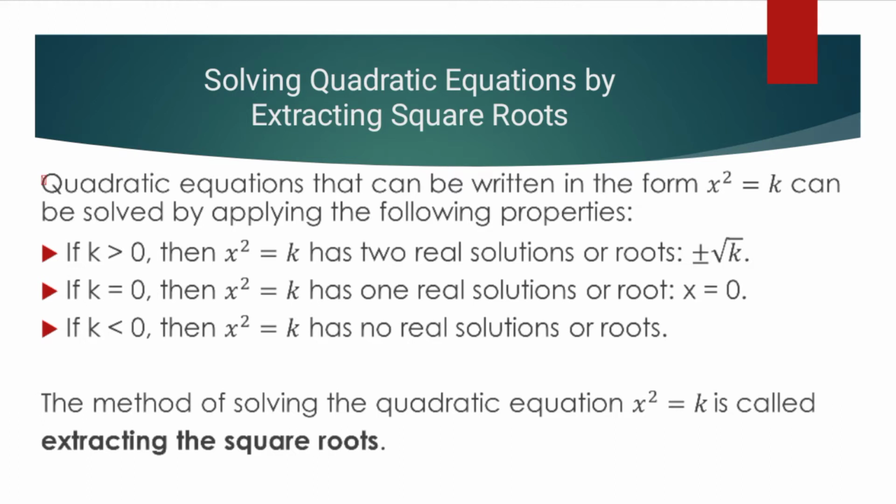If k equals 0, then x squared equals k has one real solution or root. If k is less than 0, then x squared equals k has no real solution or root. The method of solving the quadratic equation x squared equals k is called extracting the square roots.